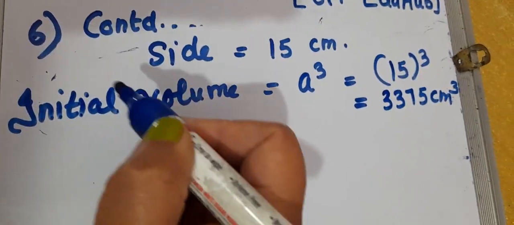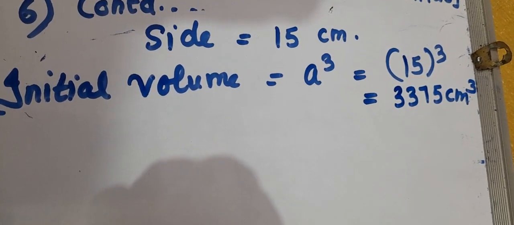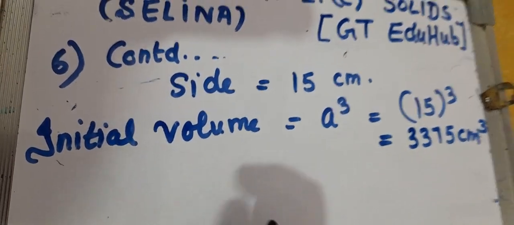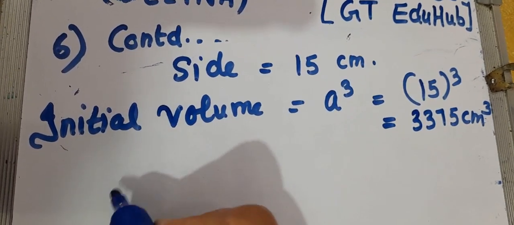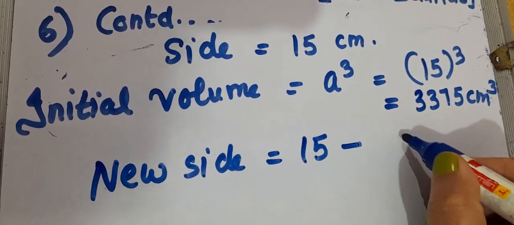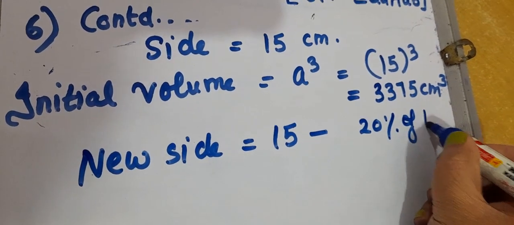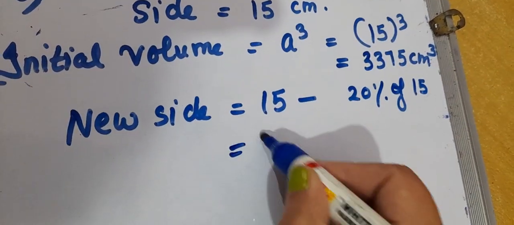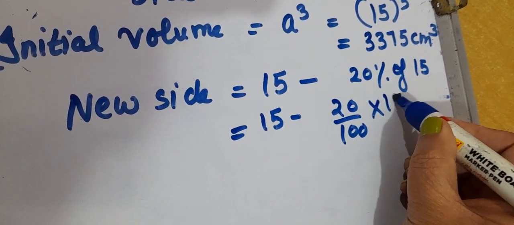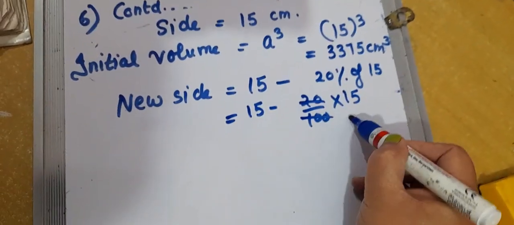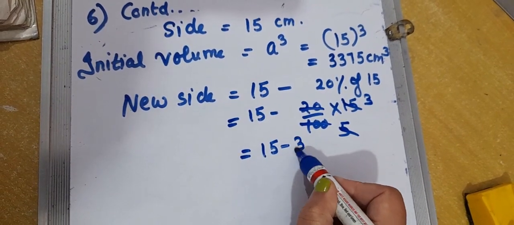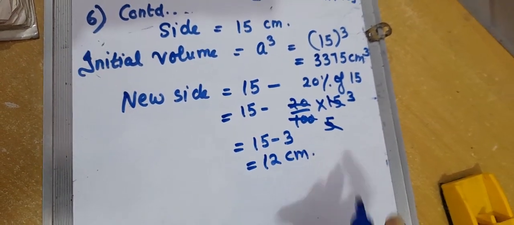This is the initial volume. Now the additional information given is that we have to find how much its volume will decrease if the length of each side is reduced by 20%. So let's find the new side. New side will be 15 minus 20% of 15, because we are reducing the length by 20%. So you get 15 minus 20 upon 100 into 15. 20 fives are 100, 5 threes are 15. 15 minus 3 gives 12 centimeter.